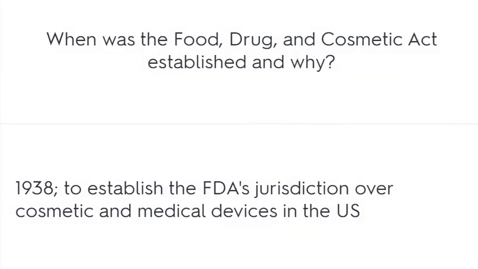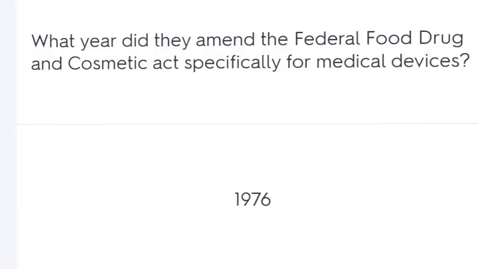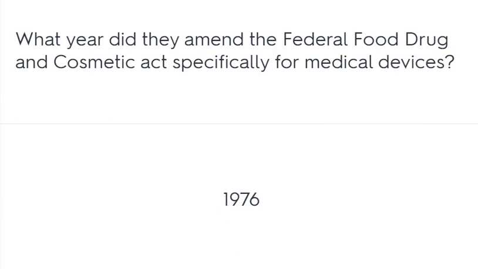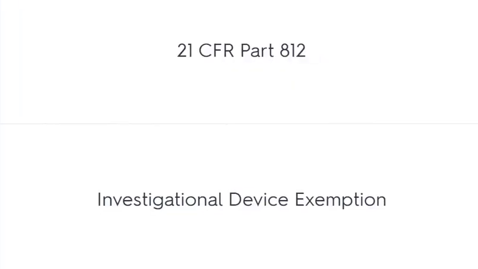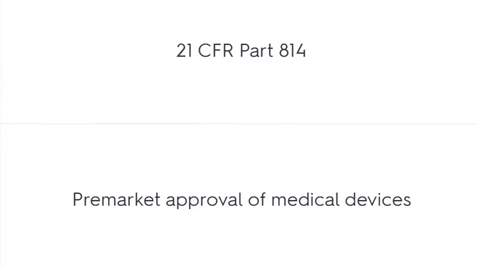When was the Food, Drug, and Cosmetic Act established and why? 1938, to establish the FDA's jurisdiction over foods, drugs, cosmetics and medical devices in the U.S. What year did they amend the Federal Food, Drug, and Cosmetic Act specifically for medical devices? 1976. 21 CFR Part 812, Investigational Device Exemption. 21 CFR Part 814, Pre-Market Approval of Medical Devices.